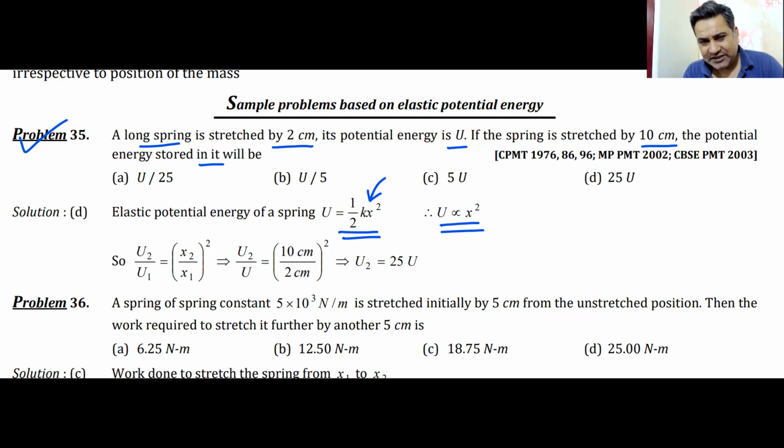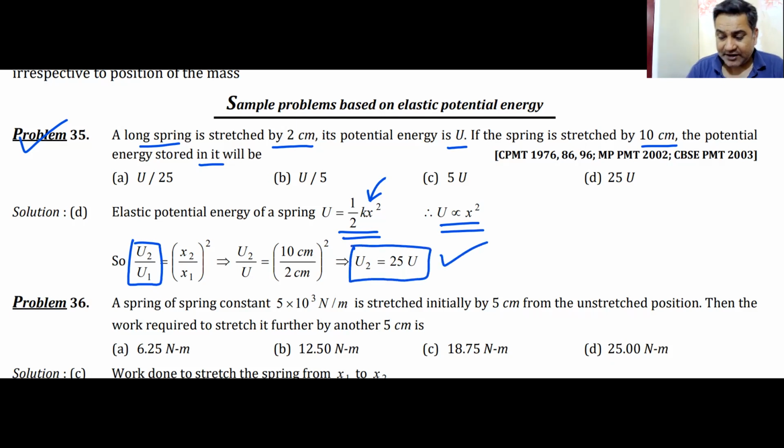So energy in first case will be half k into 2 squared. Energy in second case will be half k into 10 squared. You can find the ratio U2 by U1. It will be 10 by 2 whole squared, that is 5 squared. 5 squared is 25, and you have your answer as 25 times U. That will be the energy stored in the spring if the energy stored when the extension is 2 centimeters is U.